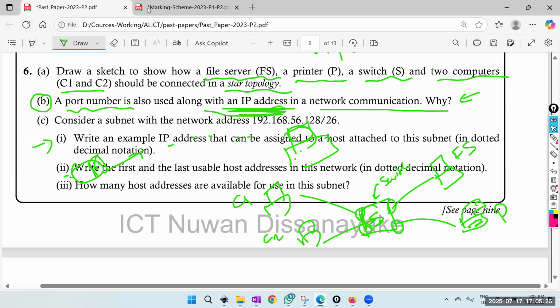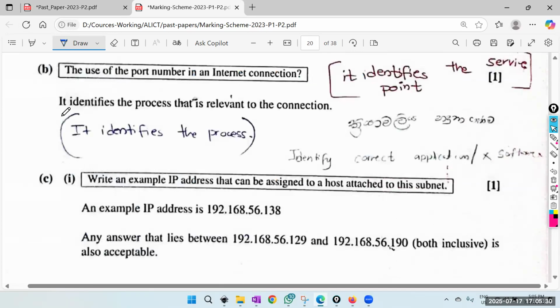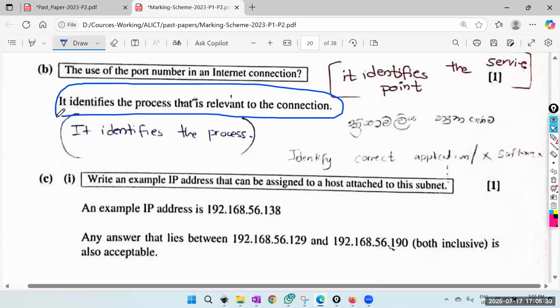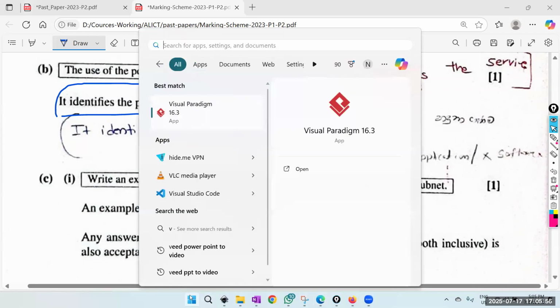Right, so let's see the answer. Right? It identifies the process that is relevant to the connection. You can see it's very important. Identify the process in the destination machine. Right? Because every running process, if it is related to data, or if it is related to network activity, it is given a port number. For example, remember we use the SAM server for the web development.